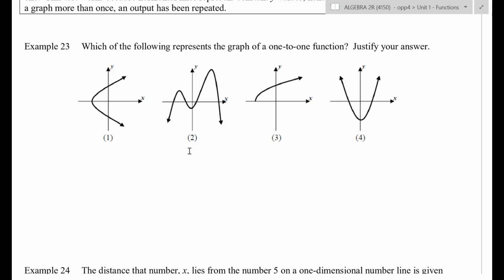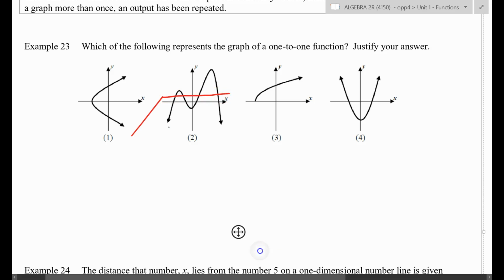Okay, so I'm not hearing anybody say 2. And why not? Because of the horizontal line test. Does it pass it? No, it fails, right? So this is not 1 to 1. And I didn't hear anybody say 4, so this is not 1 to 1. So there was some confusion about whether it's 1 or 3.